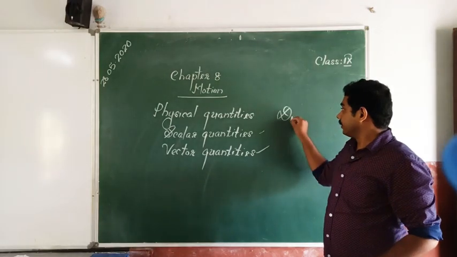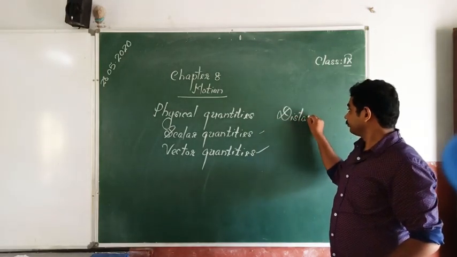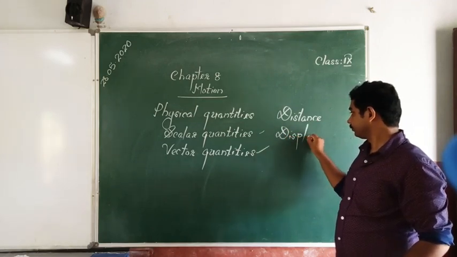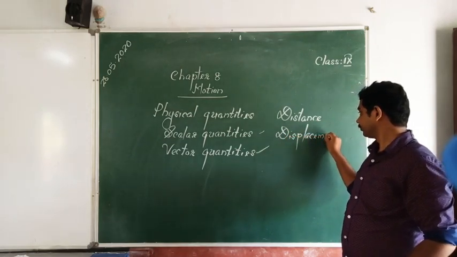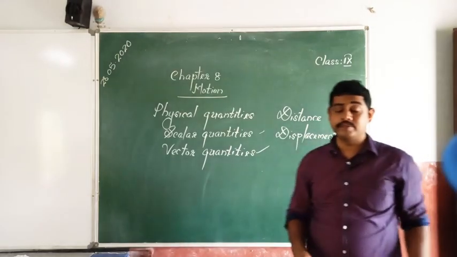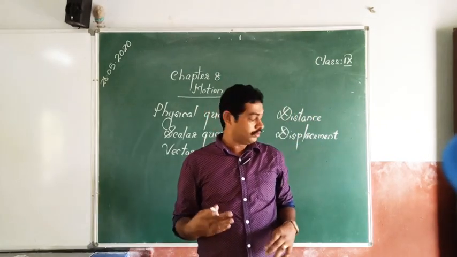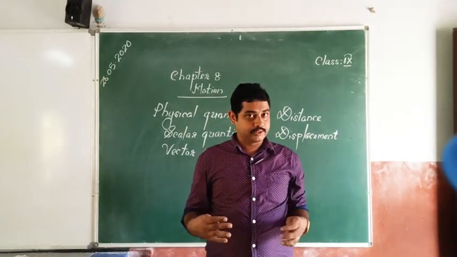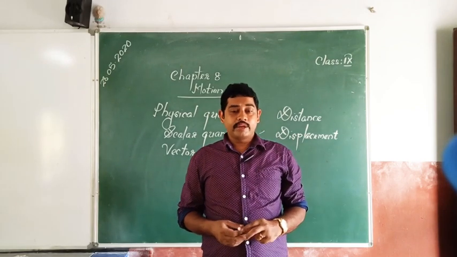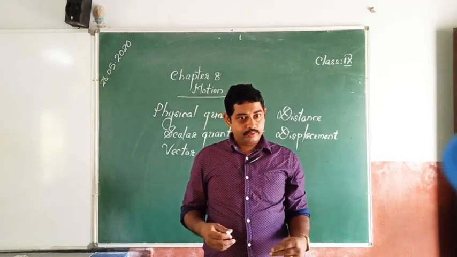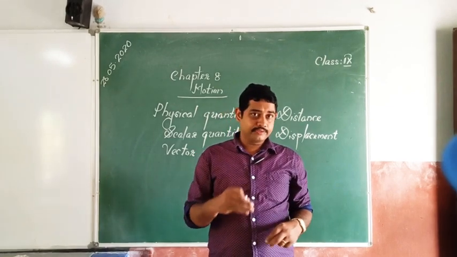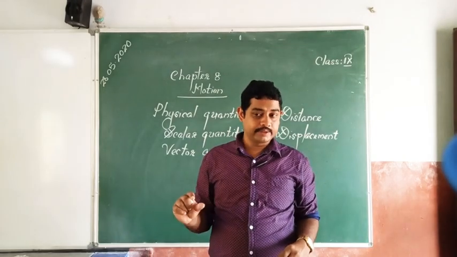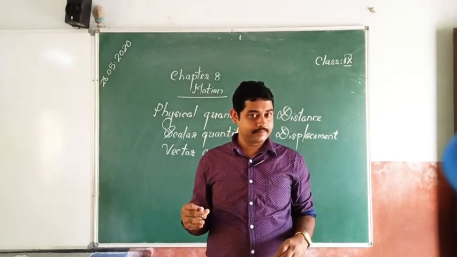Then, distance and displacement. Distance and displacement are two terms related to motion. Suppose we are coming from home to school. Then the actual length of the path covered by the object is called distance.